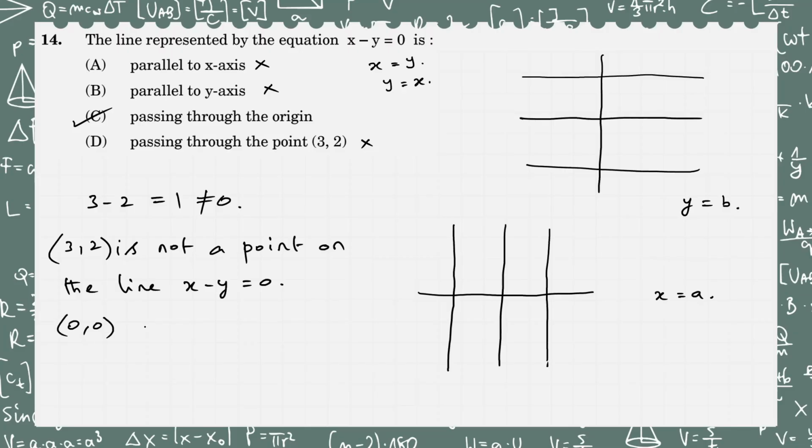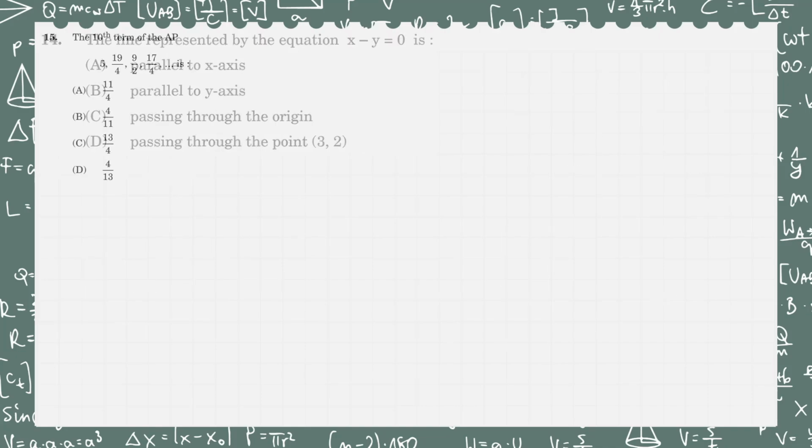So if I put (0, 0) in the particular equation given, then I will get 0 minus 0 equal to 0. So LHS is also 0, RHS is also 0. So the equation is satisfied when I put the origin. So the origin should lie on the particular line. So that is our final answer. Option C is the required answer. Okay, let us move on to the next sum.